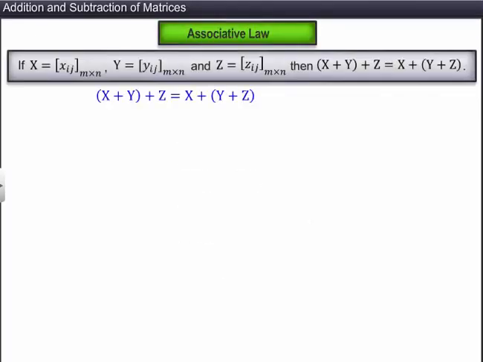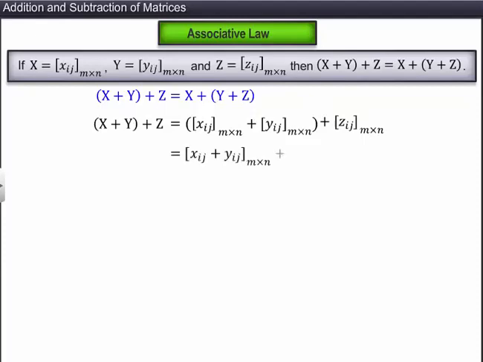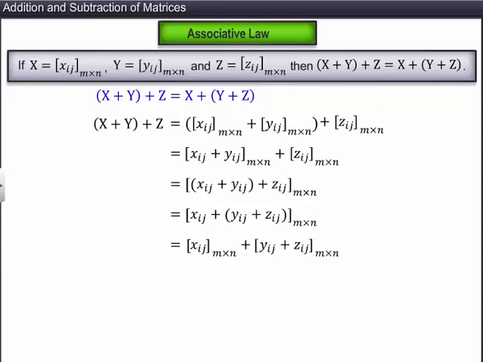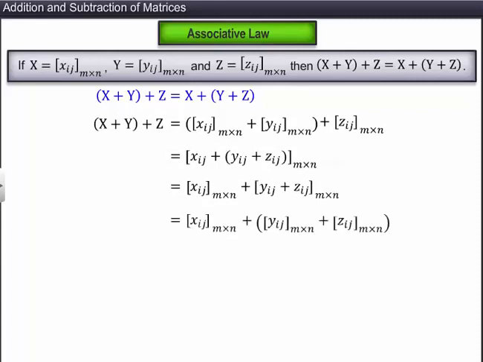Now, let's look at the associative law. If the matrices X, Y, and Z are of the same order, M by N, then X plus Y, plus Z is equal to X plus Y plus Z. Let's verify the associative law over matrix addition. This proves that the addition operation over matrices satisfies the associative law.